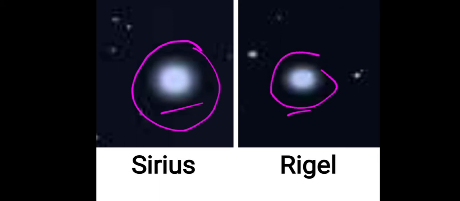But when we base them on their absolute brightness, I think Rigel is brighter compared to Sirius because Rigel is quite bigger compared to Sirius. Okay, so much for the stars. We will now study the different examples of constellations we have.